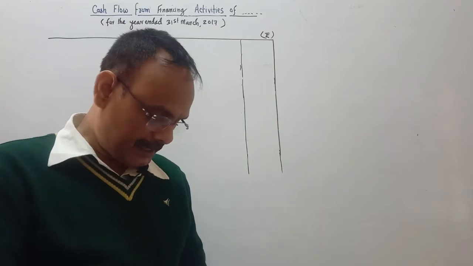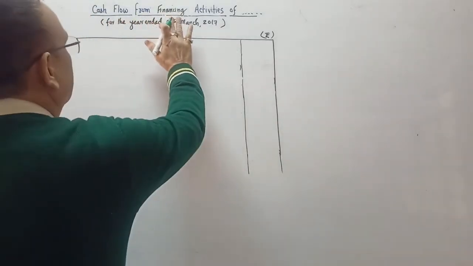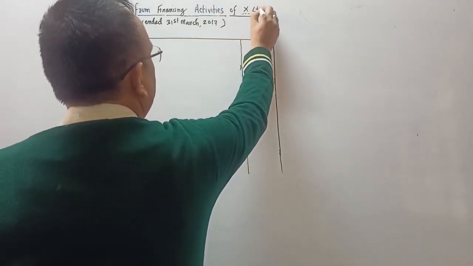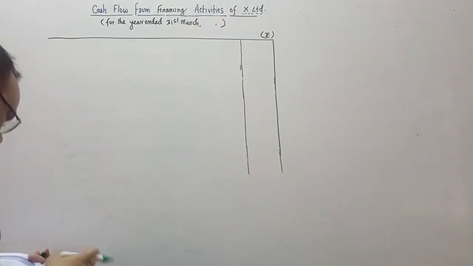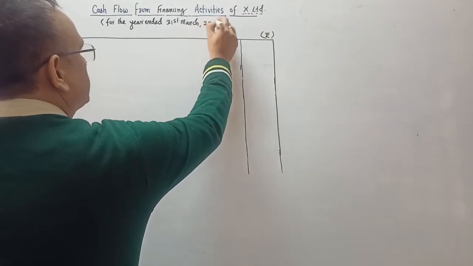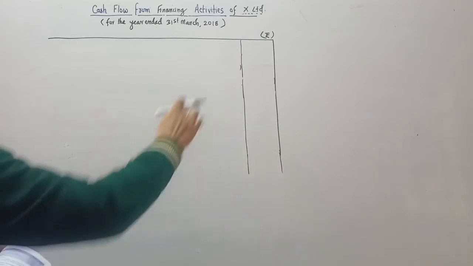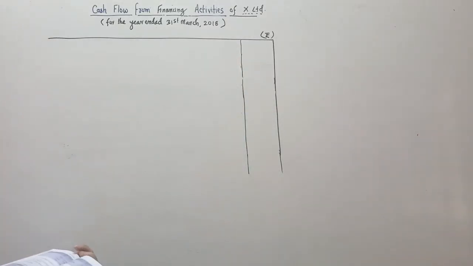So the name of the company is X Limited. We will write cash flow from financing activities of X Limited, for the year ended 31st March 2018. Now come one by one. Share capital.